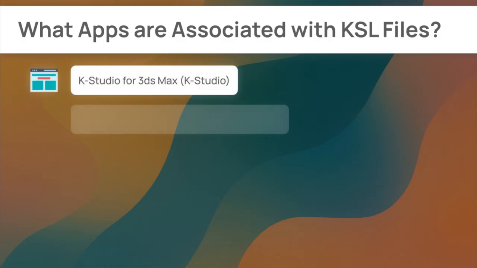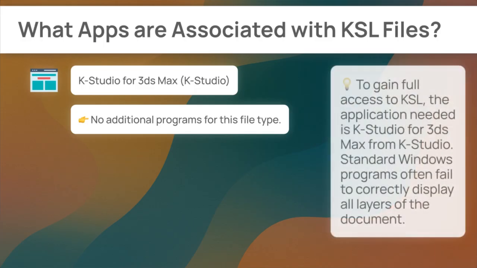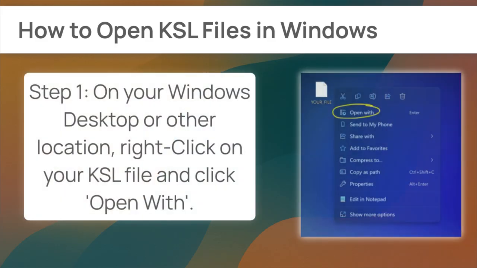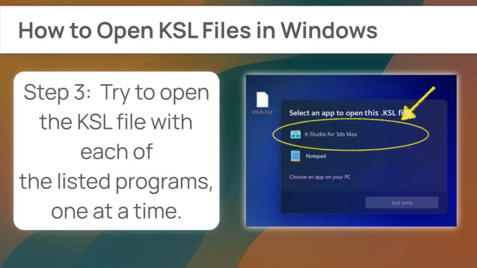Your primary troubleshooting tool for KSL should be the specialized KStudio for 3ds Max by KStudio. Standard Windows programs often fail to correctly display all layers of the document. Windows provides only an incomplete snapshot, so full exploration must be done in a CAD environment. We need to identify a functional opener. Right-click the KSL file and choose Open With. Prioritize KStudio for 3ds Max if it shows up. If it is not there, choose any other application. The right one is out there.